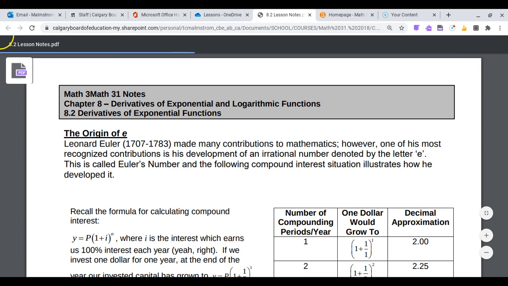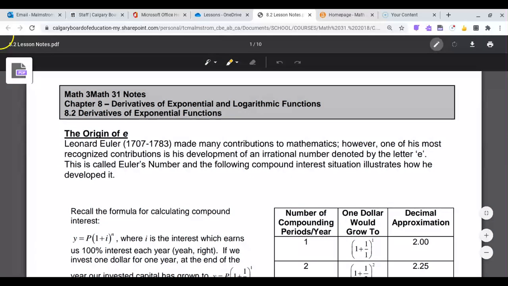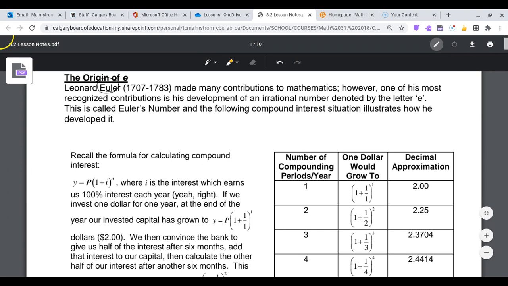decimal. And Leonard Euler, this guy right here, made many contributions to math. However, one of the most recognized contributions in his development is this irrational number denoted by the letter e. Probably it's called Euler's number because he designed it, so the e is probably just from his last name. And it comes from this, it's developed from this compound interest situation that he figured out.